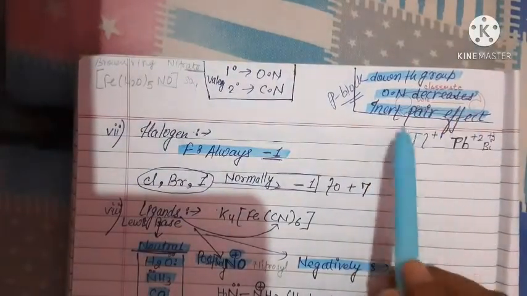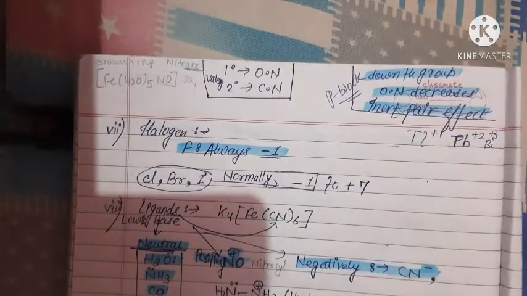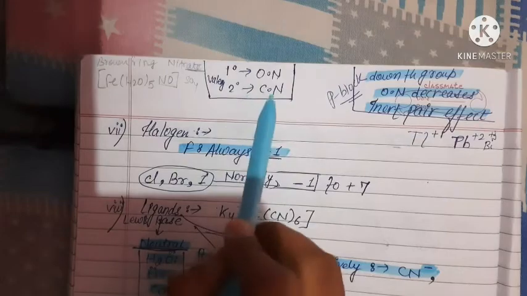Down the group, oxidation number decreases because of the inert pair effect, like you can see in the p block. And primary valency is oxidation number, and secondary valency is coordination number.